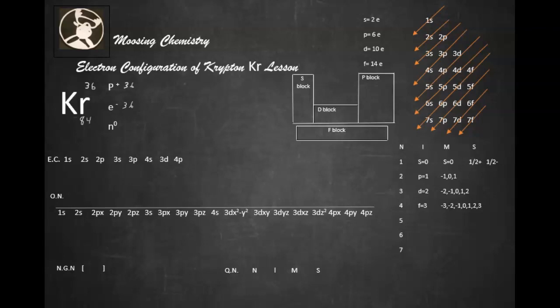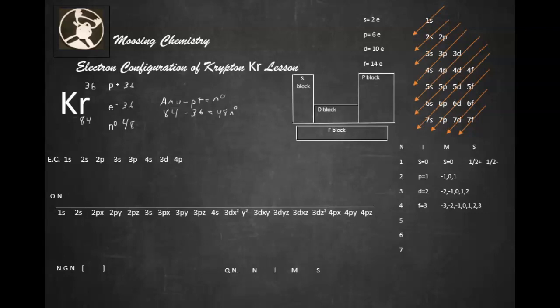What about the neutron count? Well, you go AMU minus protons equals neutrons, right? So you go 84 minus 36, which would give me 48 neutrons. So we'll write a 48.